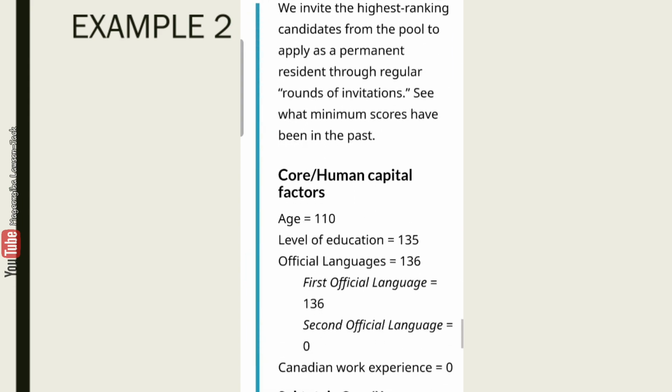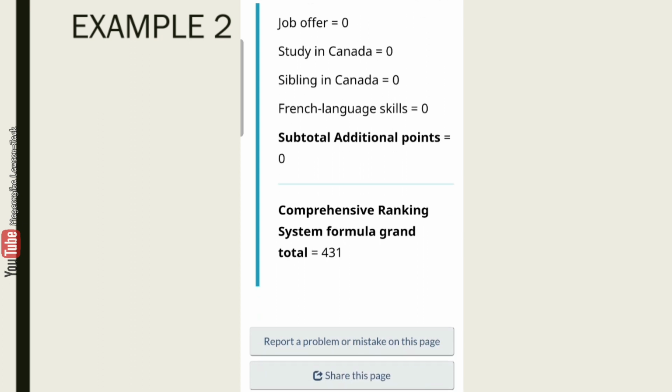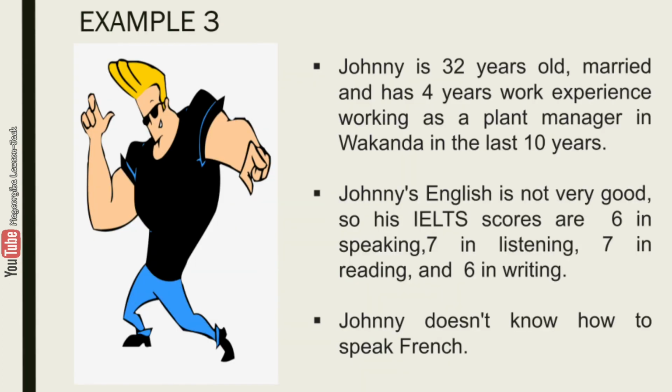The total CRS score obtained in this example is 431 points. Johnny is 32 years old, married, and has 4 years work experience working as a plant manager in Wakanda in the last 10 years. Johnny's English is not very good, so his IELTS scores are 6 in speaking, 7 in listening, 7 in reading, and 6 in writing.